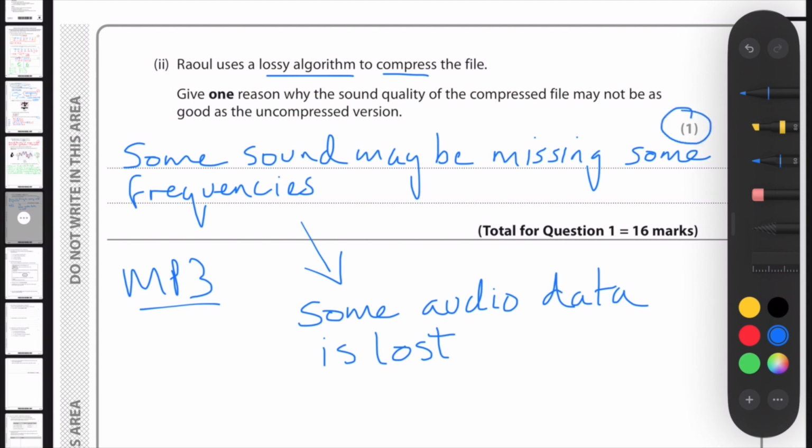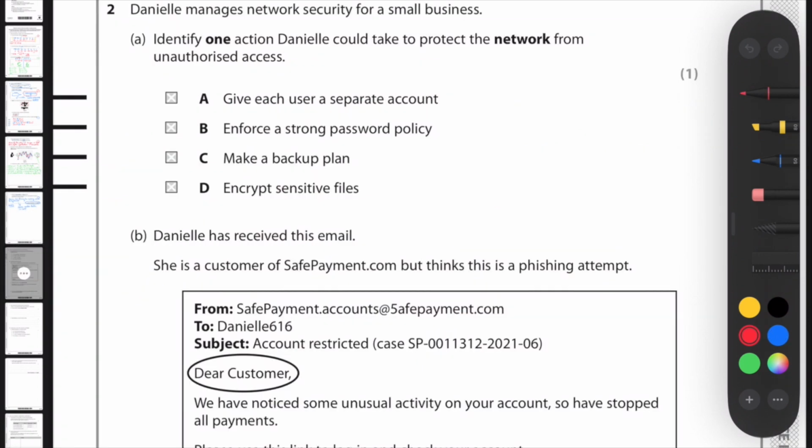Nice and easy question. When you compress anything using lossy data, the whole idea of lossy is that you will lose something. If you're using lossy compression to compress images, you'll generally lose some color in the image. And that's it. That's question 1 done. So the total marks of question 1, 16. Okay, moving on to question 2, and now we're talking about networks and network security.